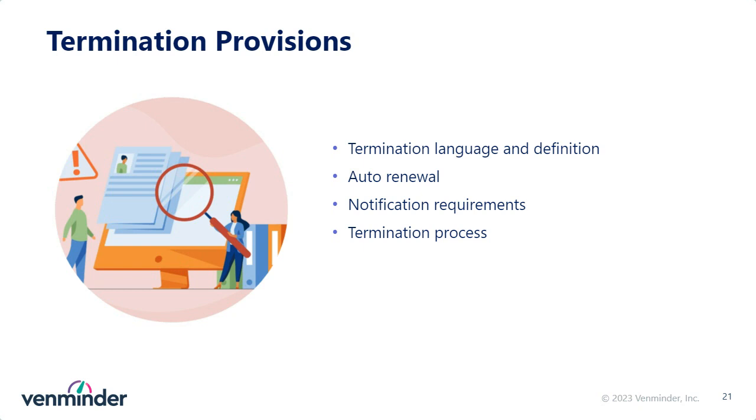There's either a specific way that it has to be terminated, whether it's written or actually mailed, that's still very common these days. So those kinds of details need to be identified in the contract to very clearly understand what termination provisions exist in the contract, and so that both parties understand that.